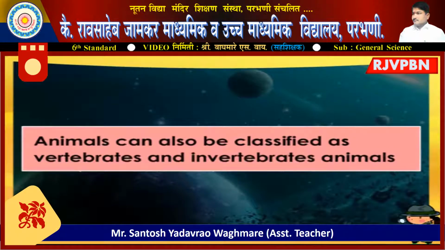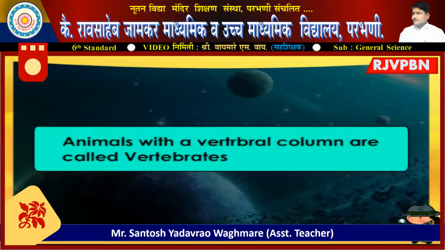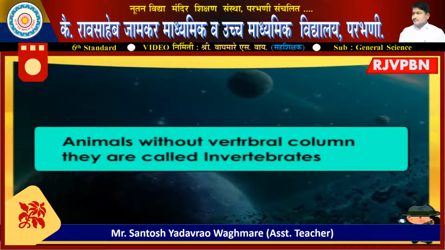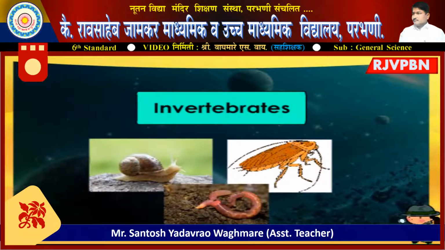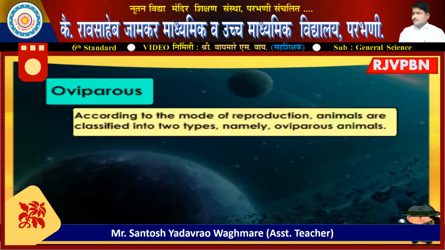Animals can also be classified as vertebrates and invertebrates. Animals with a vertebral column are called vertebrates, and animals without a vertebral column are called invertebrates. Examples of vertebrates are snakes, birds, fish, kangaroos, etc. And examples of invertebrates are snails, cockroaches, earthworms, etc.